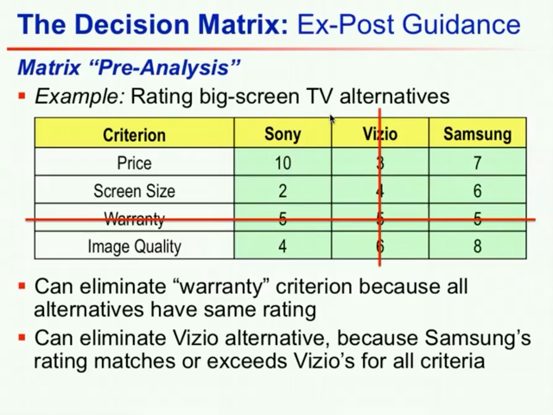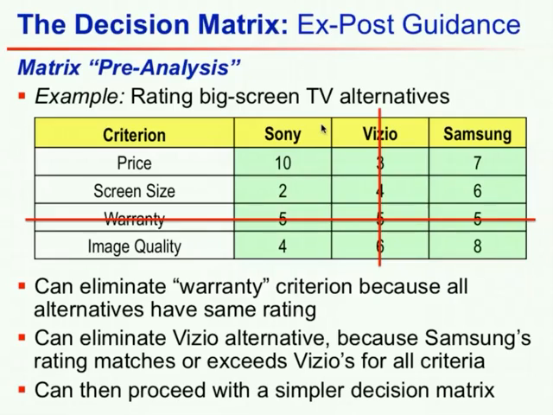So again, the idea here is to simplify your matrix by eliminating criteria that are the same across courses of action, and then eliminating courses of action that are dominated by other courses of action on all criteria, right? And then we can proceed with a simpler decision matrix.